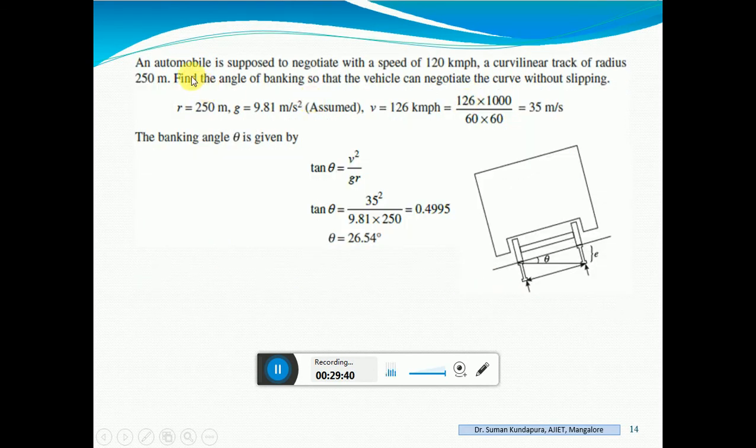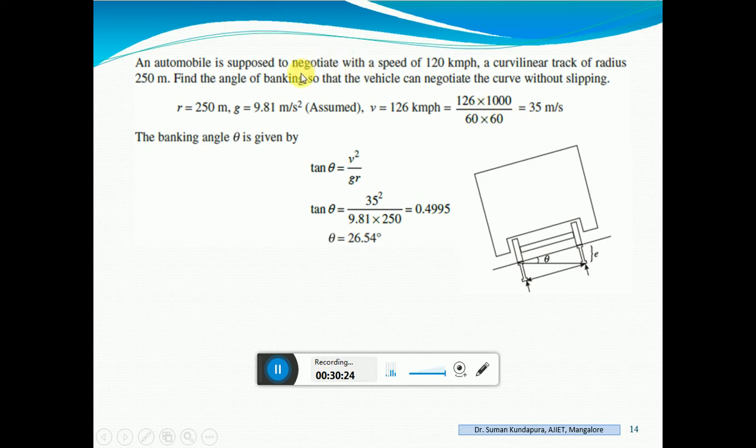Let us take one problem in this aspect. An automobile is supposed to negotiate, with a speed of 126 km per hour, a curvilinear track of radius r equal to 250 meter. Find the angle of banking so that the vehicle can negotiate the curve without slipping. R is given as 250 meter, g is 9.81 meter per second square. V is 126 km per hour. I want to convert it into meter per second by multiplying by 1000 divided by 3600. So it is 35 meter per second.